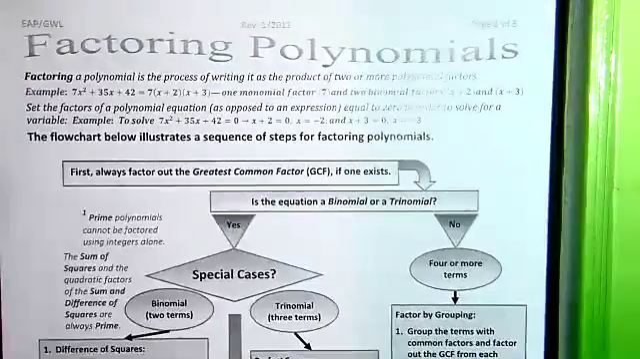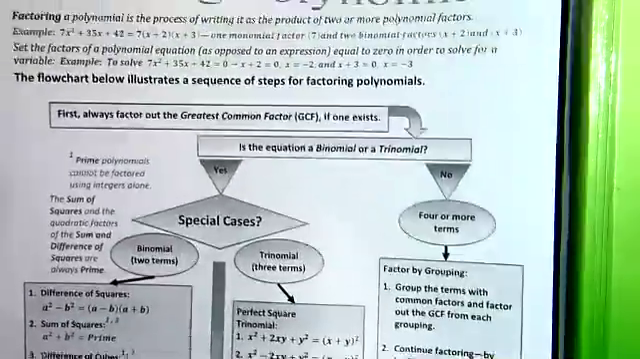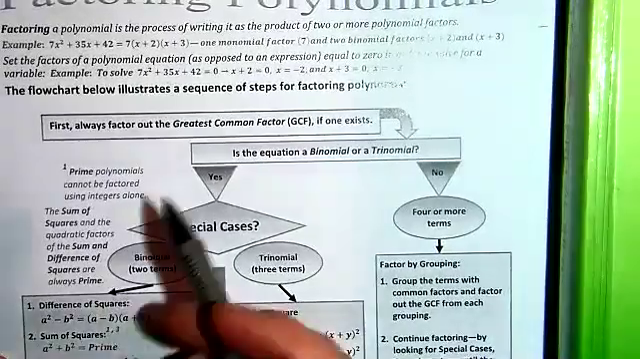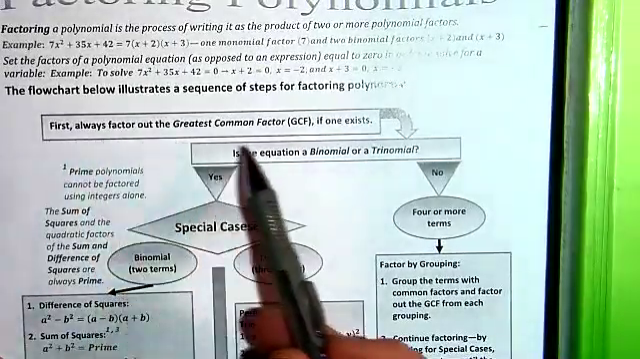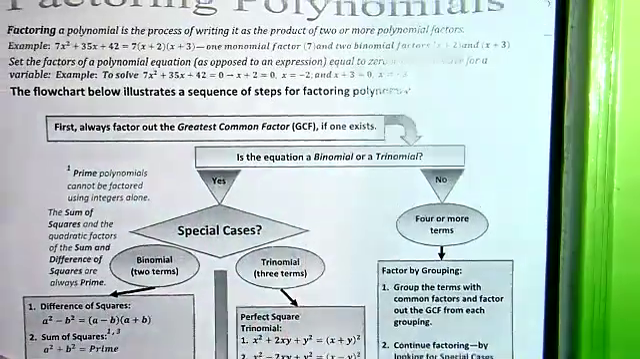So you're going to want to have this other resource available, the factoring polynomials packet. There's a great flow chart on the front, and you'll also notice lots of examples inside that will help you. We're going to go ahead and do problem number 1 together. And you'll notice this is always the first step in factoring: to factor out the greatest common factor, the GCF, if one exists.